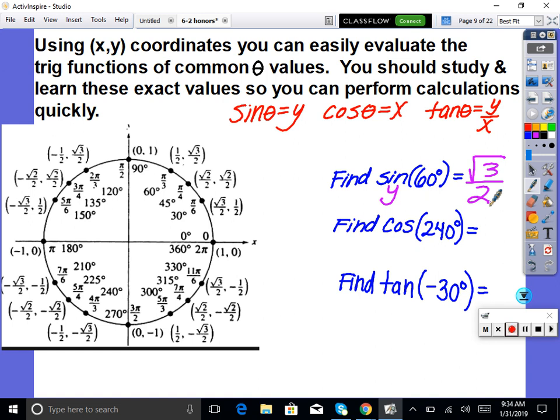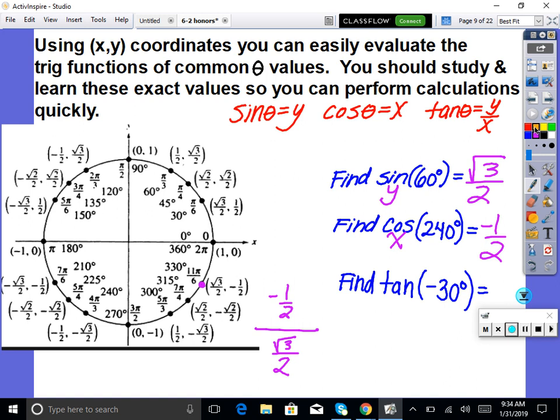Okay. Now, it says find the cosine at 240 degrees. That literally says find the x value at 240 degrees. Negative 1/2. Very good. And then tangent at negative 30 degrees. So here's positive 30. So going negative 30 would put me here. You would say, well, tangent is the y value divided by the x value. So let's do some quick math. Our y value is negative 1/2 divided by our x value, root 3 over 2.